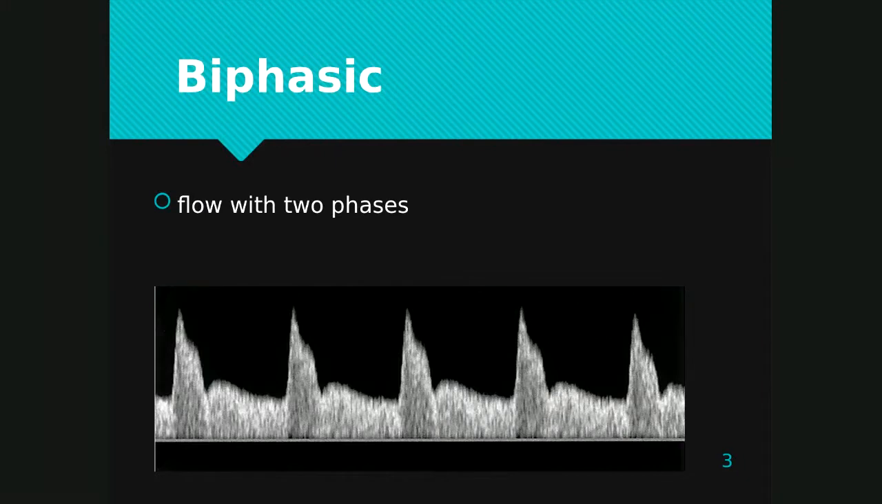Biphasic, most of your arteries are going to be a moderate resistant with two phases, and we refer to these two phases as a biphasic flow pattern. This would be our systolic phase, and this would be the diastolic phase. Systolic is the squeezing phase of the heart, and the diastolic is the resting phase.